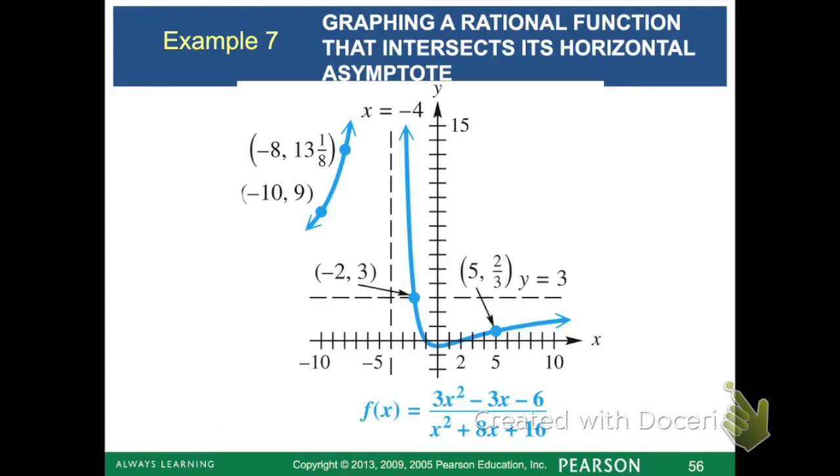Looking back at this example that we just did, we could have known early on that my graph was going to volcano like this, because whenever we found our vertical asymptote, we factored the denominator to be x plus 4 times x plus 4. So right there we had x plus 4 squared.